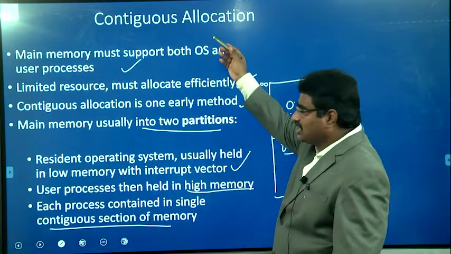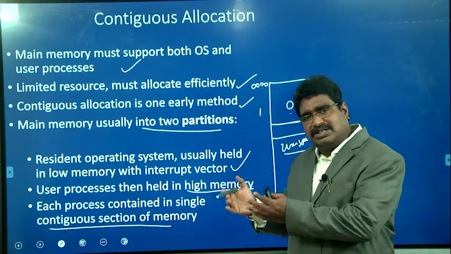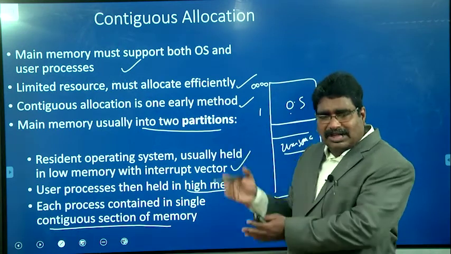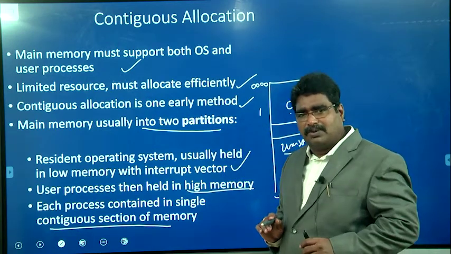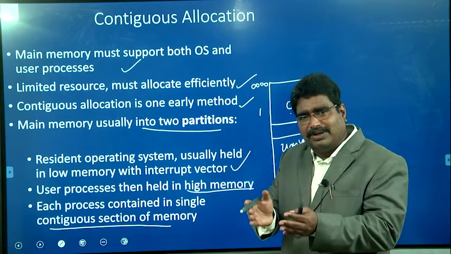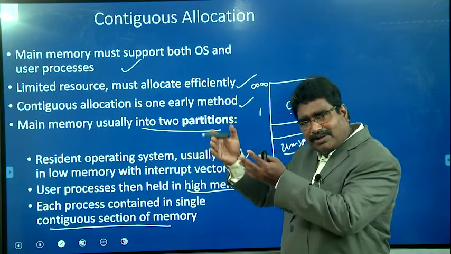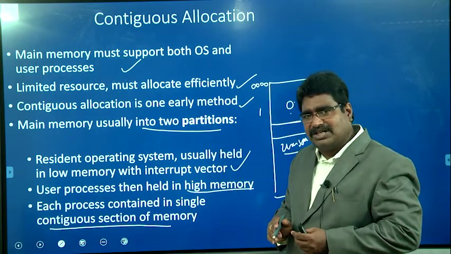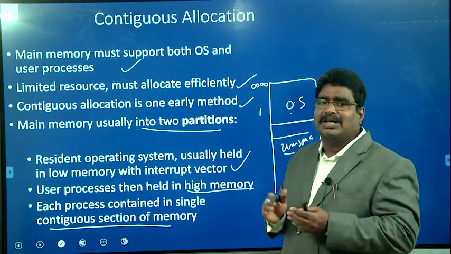What is the meaning of contiguous memory allocation? If the process size is 10 MB, contiguous 10 MB of memory is allocated to the particular process, or if the process size is 4 KB, 4 KB of contiguous memory is allocated. Based on the process size, that much contiguous memory is allocated.